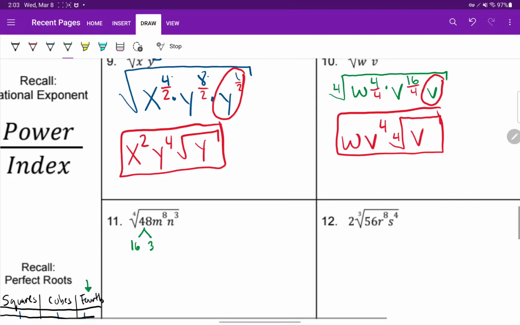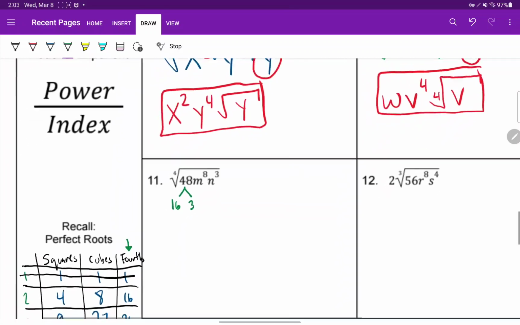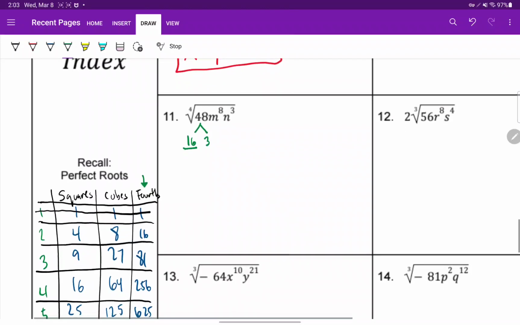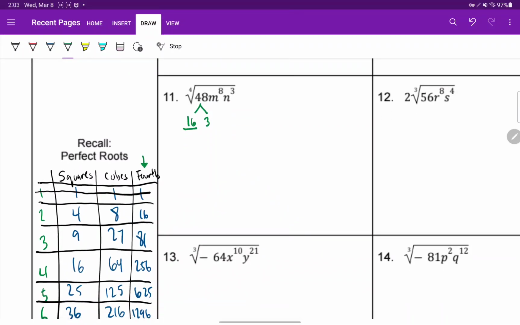4, 8, 4, 16. So this 16 right here, I need to break that into a perfect 4th power, right? So over here, I'm looking at 2, and I was raising it to the 4th power. So that's where it comes from. It's like a little chart. So 2 to the 4th power makes 16 times the 3, and the 3 is right here, so I'm not changing anything.